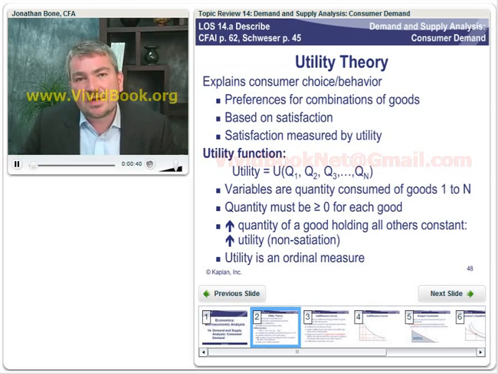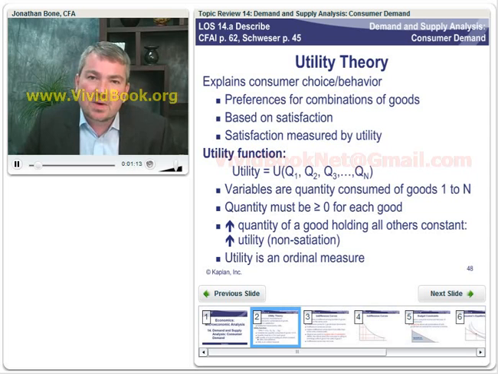So notice we've got a utility function here, that the total utility a consumer achieves is a function of the quantity of good 1 consumed, plus the quantity of good 2 consumed, quantity of good 3 consumed, on up to good m. So in other words, the quantities of different goods that we consume affect our utility. Now notice, quantities must be greater than or equal to 0. You can't consume negative quantities, that's all we're really saying there. It has to be either 0, you're not consuming anything, or greater than 0.